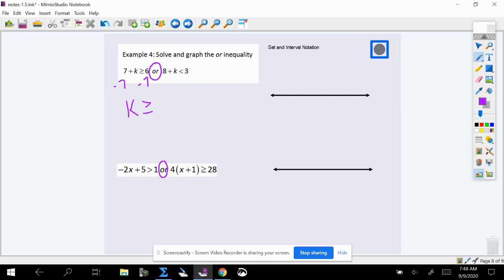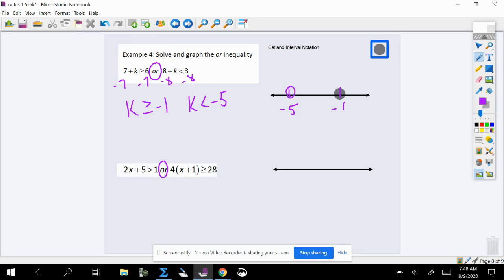So k is greater than or equal to -1. And then I'm going to solve this one. So I have k is less than -5. When I graph this, I'm going to put my smaller number first. So -5 is smaller than -1. I don't care how much space you put between them, but please put the smaller one to the left. -1 gets a closed circle. -5 gets an open circle.